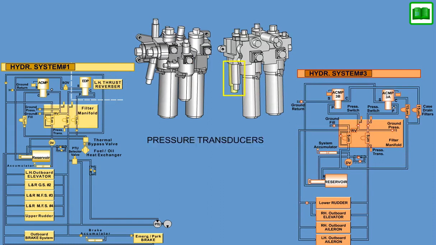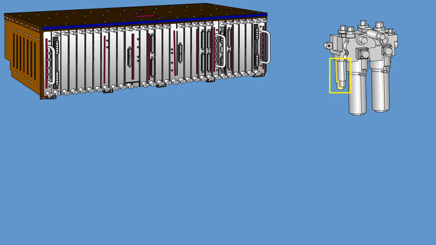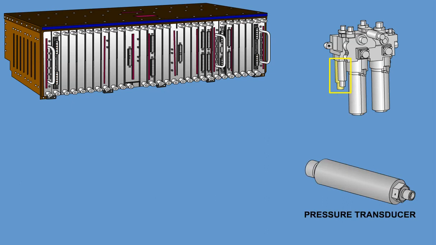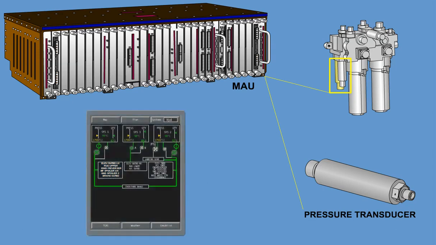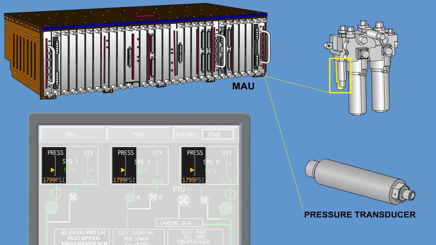A variety of pressure transducers and pressure switches installed on the filter manifold are used for system monitoring and control. The pressure transducers, one for each system, are connected to the MAU and provide hydraulic system pressure indication to the cockpit crew. On the MFD hydraulic system synoptic page, pressure values are displayed in amber for values below 1800 psi, green for values between 1800 and 3300 psi, and white for values above 3300 psi.